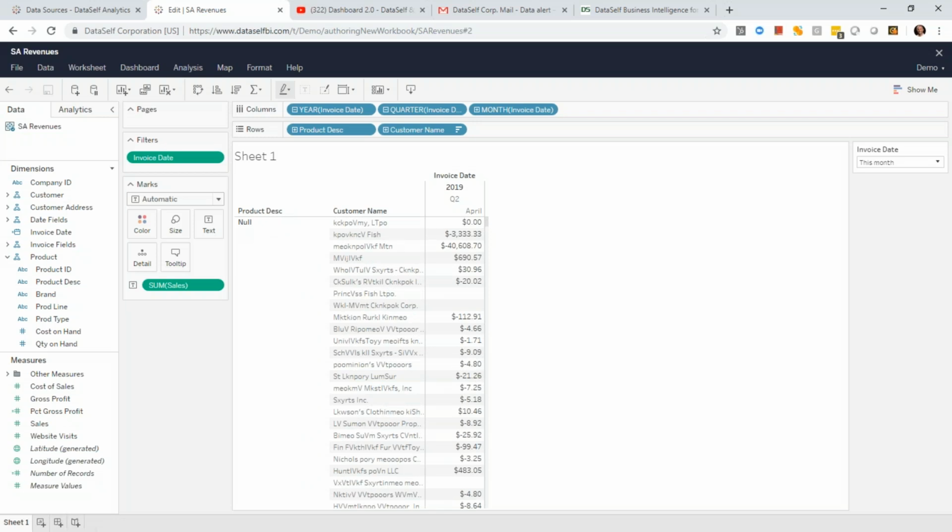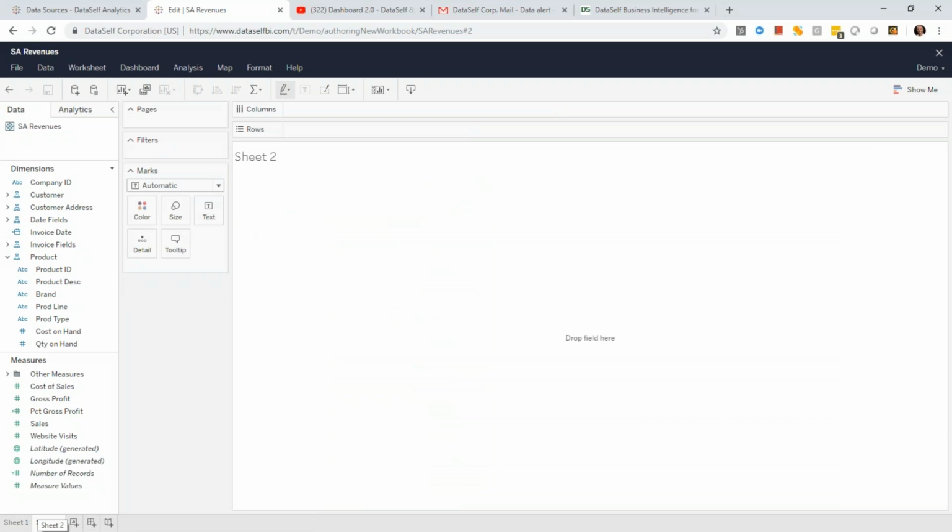The next report, I'm going to start from scratch. The next report is sales and website visitors side by side. Now, website visitors come from Google Analytics. It's not part of my ERP system. Well, as I mentioned, we can blend data together. And for this company, we brought Google Analytics data into the data warehouse. We linked invoice date equals to website visitor date.